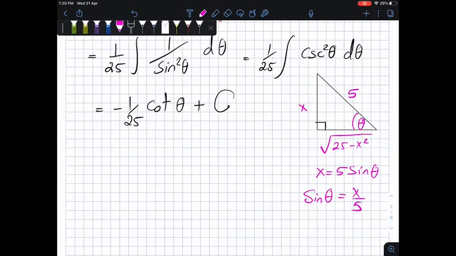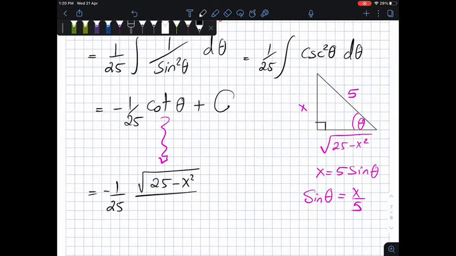We know that cotan is the reciprocal of tan, and tan is opposite over adjacent, so the cotan is adjacent over opposite. So it's negative 1 over 25, the adjacent, which is root 25 minus x squared, and this all over x, plus C. And that's all, guys, and it's so easy right now.